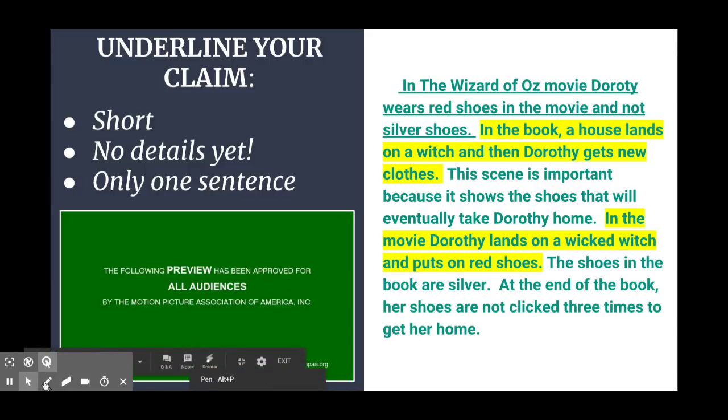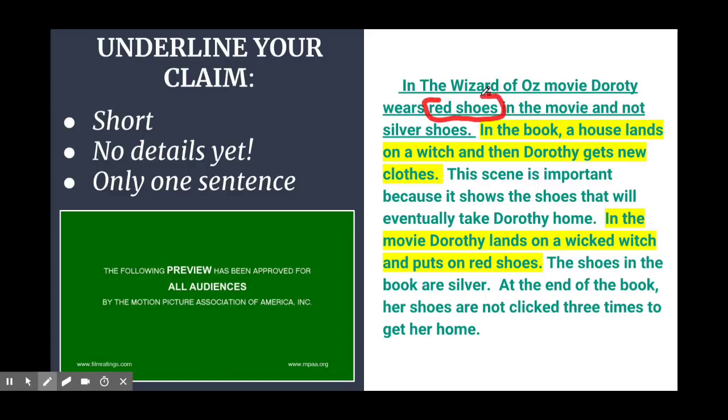But wait, did I add details? Do I need to know right here that in the beginning of the movie, there's red shoes? Do I need to know something specific yet? No, I do not. I don't need to know the color of her shoes. That's way too early. So what you could do is you could say, in the Wizard of Oz movie, Dorothy lands in Oz, period. You're just going to introduce what happens.